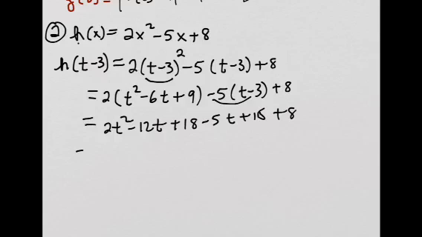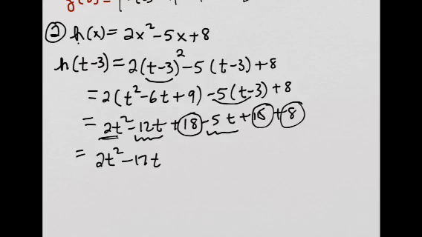So combining like terms, the only t squared term is this one, so you just bring it down, 2t squared. Then you have a negative 12t and a negative 5t, that's negative 17t. And then you have the 18 and the 15 and the 8. So you add those together and you get what? 26, 41. Okay, and so h of t minus 3 equals this.